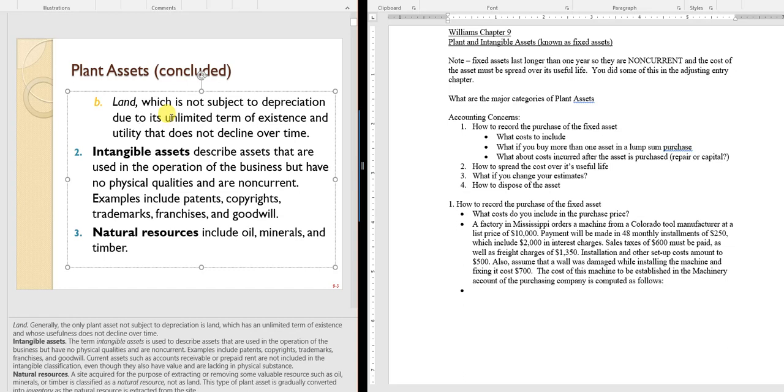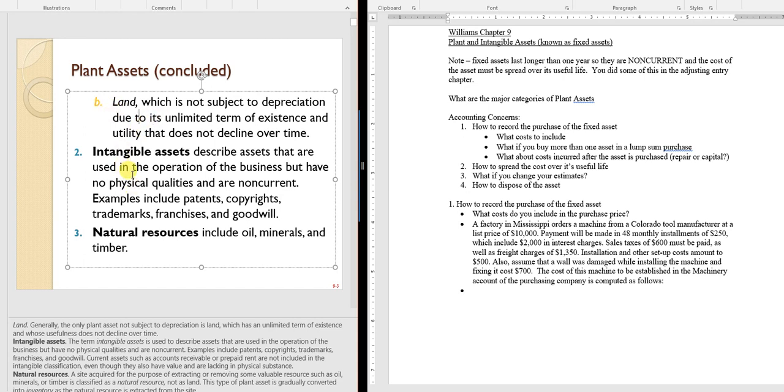But this chapter is mainly concerned about depreciation. It's writing off those assets that do decline in value over their life. Land does not decline in value over its life systematically, for depreciation. It can become impaired.